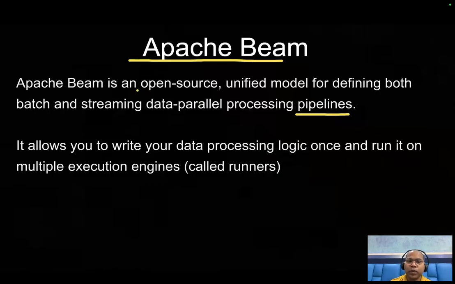This is the good part. It is an open source and unified model for defining both kinds of data processing, maybe batch processing or streaming processing. In a later part, we'll talk about what we mean by batch processing and streaming processing. The objective of Apache Beam is data parallel processing. What do you mean by parallel processing?